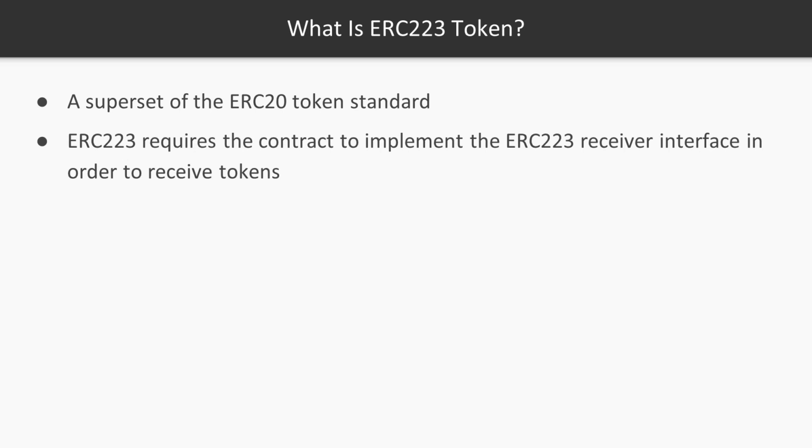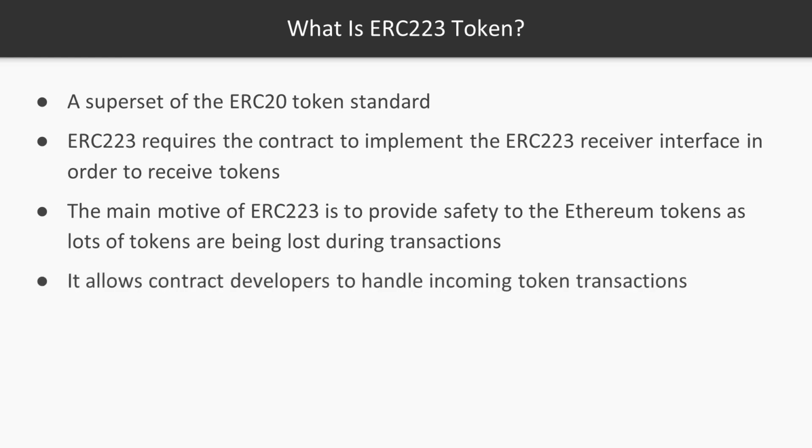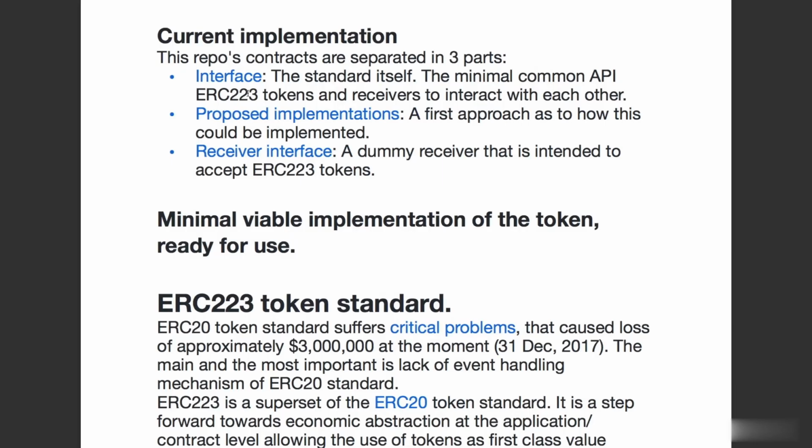ERC-223 requires a contract to implement the ERC-223 receiver interface, and this has to be done in order to receive the tokens. This interface has a receiver function, which can be implemented. The main motto of ERC-223 is to provide safety to Ethereum tokens. This is because a lot of tokens are being lost during transactions, as you all know. It allows contract developers to handle the functions and the transfers.